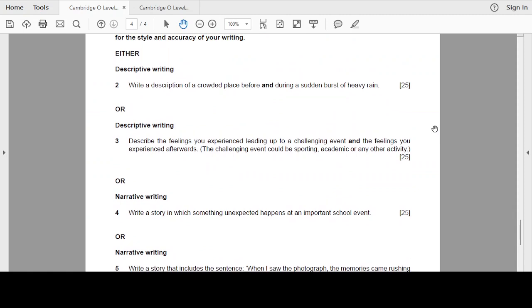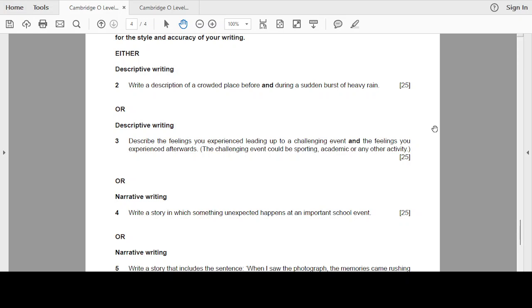So, descriptive. There are two ways they can give it to you, right? Either they can give it to you as a comparison between two points in time or two events. So the first one you can see, question 2, because question 1 was the dietary writing task. Write a description of a crowded place before and after a sudden burst of heavy rain. Now, because you're giving a comparative view, it actually makes the description very easy, because there's so much you can talk about, right? You'll be out of words before you know. So this is a description with a comparison between two events or two time points.